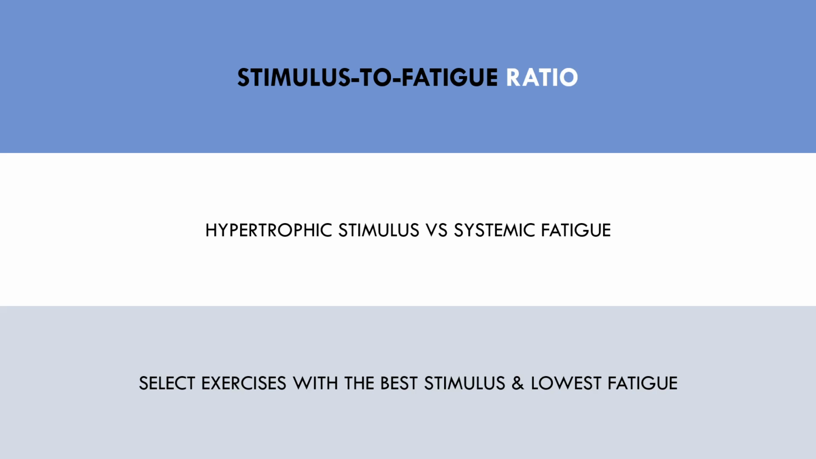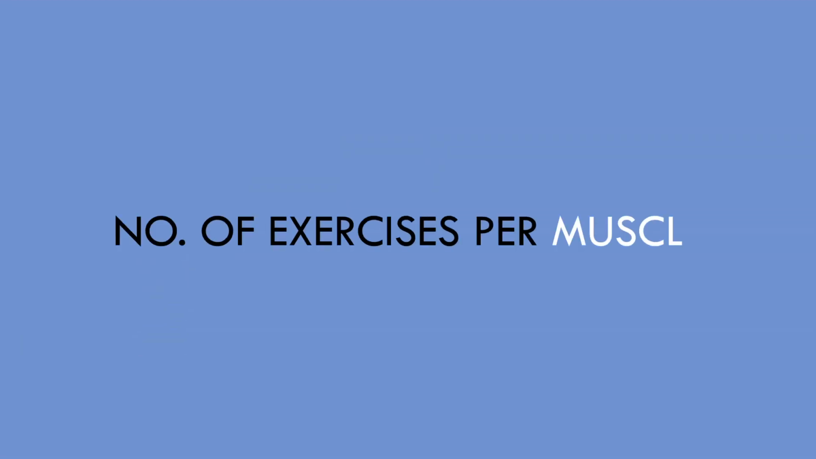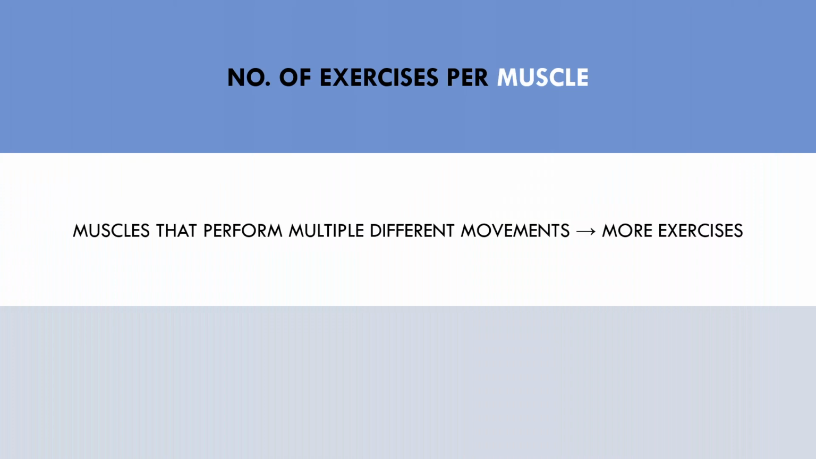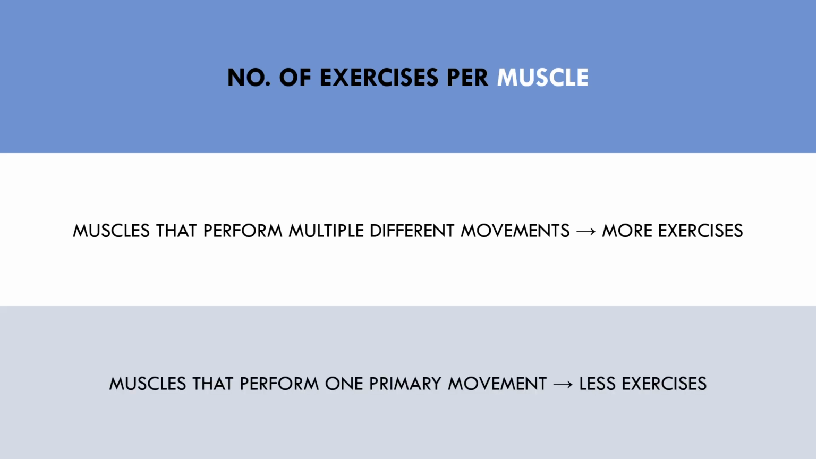The second factor to consider is how many exercises should be implemented for each individual muscle group. This is individual to each muscle based on its individual anatomy. Muscles which have fibers spanning in different directions and produce more than one movement generally need more than one exercise to maximally tax all fibers, while muscles which only produce one movement and have most fibers spanning in the same direction can probably be maximized with only one exercise.